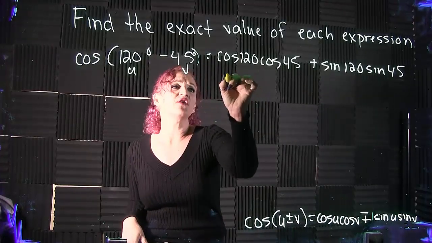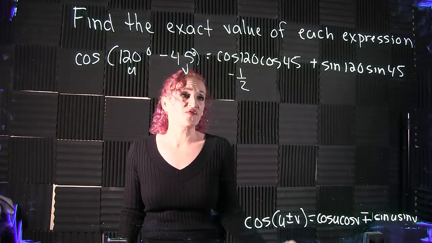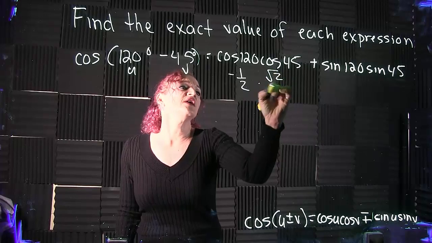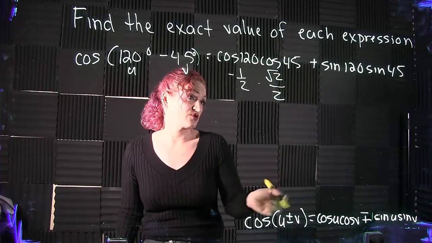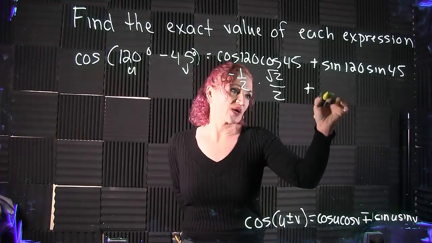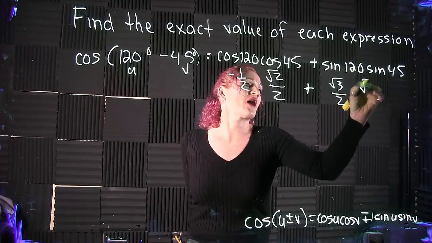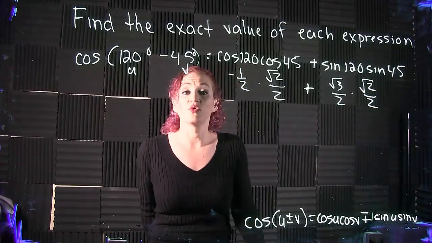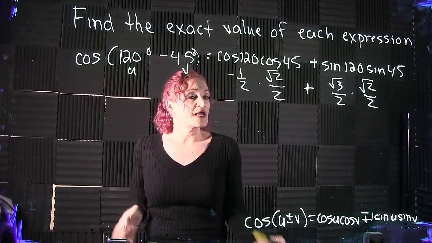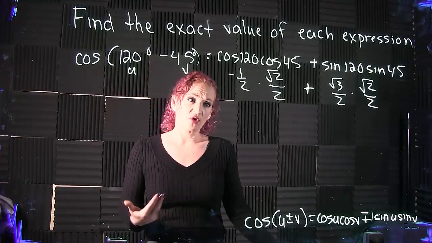Cosine of 120 is a negative 1/2. Cosine 45 is equal to square root of 2 over 2. Drop down your plus sign. And sine of 120 is a square root of 3 over 2. Sine of 45 is a square root of 2 over 2. Again, you can throw this work into your calculator if you are allowed a calculator in order to simplify.